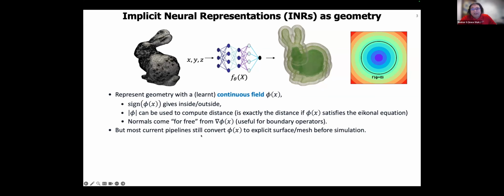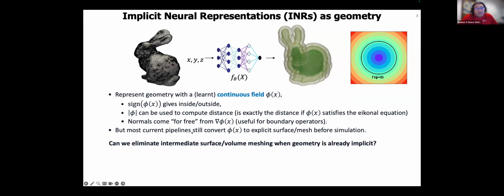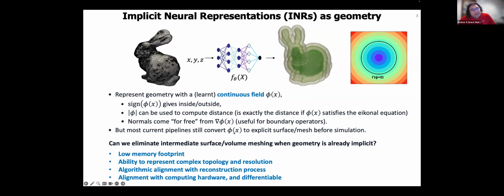perform analysis. So the question that my group and a bunch of collaborators asked is, can we eliminate this intermediate surface or volume meshing when geometry is already given to you implicitly, using an implicit level set or implicit neural network, right? And this has tremendous advantages, right? Because the neural networks are small, less than a few MB of data, the memory footprint is very small.